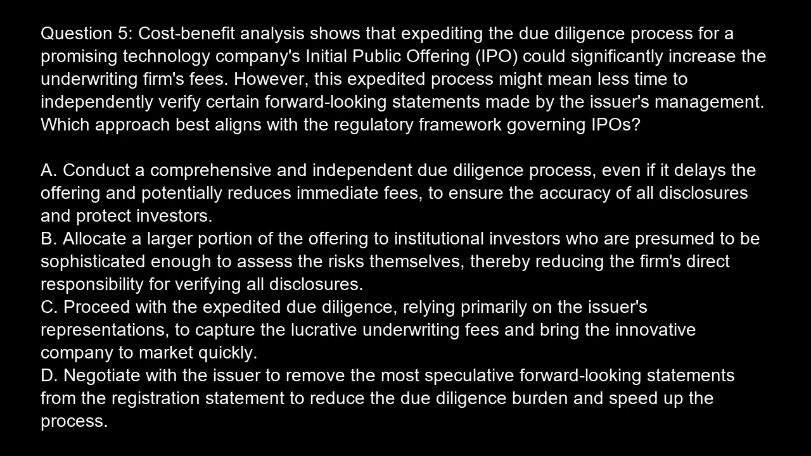Option A. Conduct a comprehensive and independent due diligence process, even if it delays the offering and potentially reduces immediate fees, to ensure the accuracy of all disclosures and protect investors. Option B. Allocate a larger portion of the offering to institutional investors who are presumed to be sophisticated enough to assess the risks themselves, thereby reducing the firm's direct responsibility for verifying all disclosures.